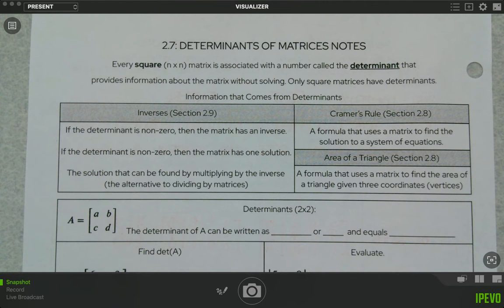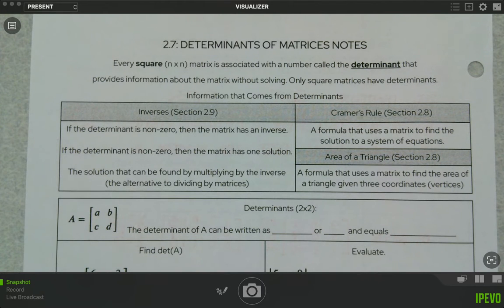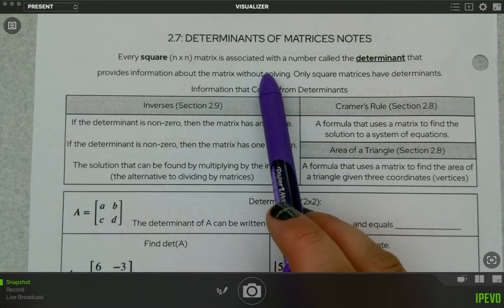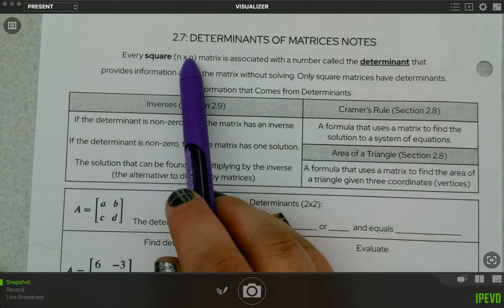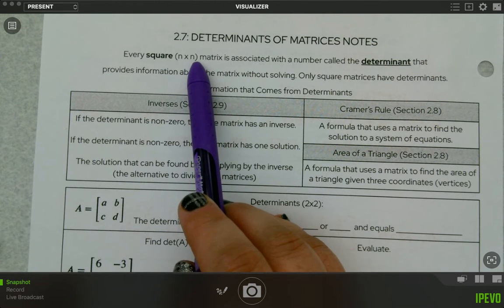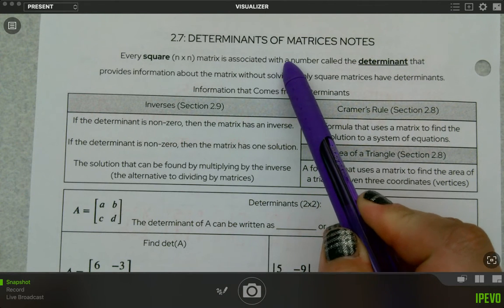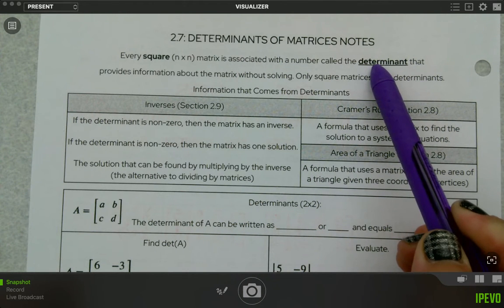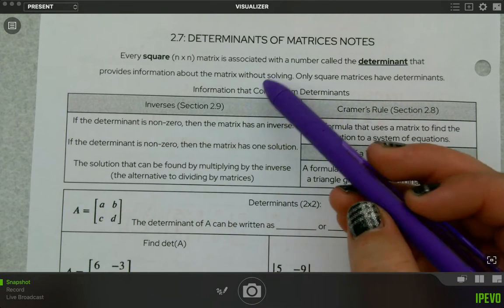So basically a determinant looks kind of like finding the absolute value of a matrix. Every square matrix, meaning it has the same number of rows and columns, like 2 by 2, 3 by 3, 4 by 4, etc., is associated with a number, kind of like the absolute value, but it's called the determinant. And the determinant provides important information about the matrix without having to solve.